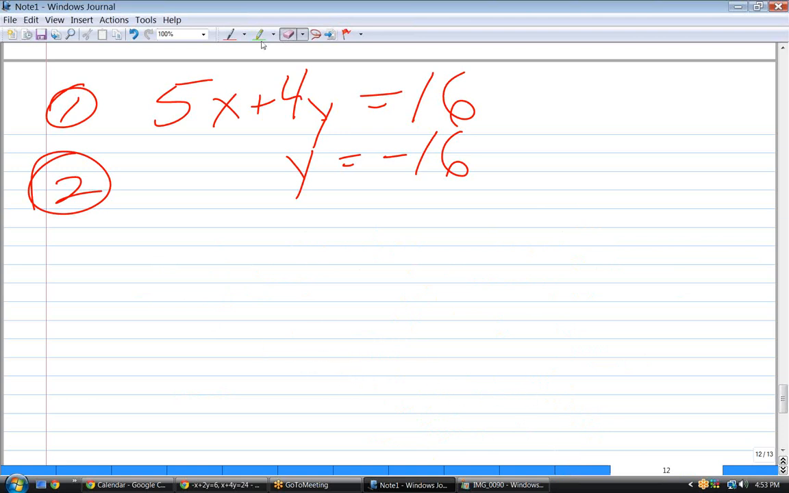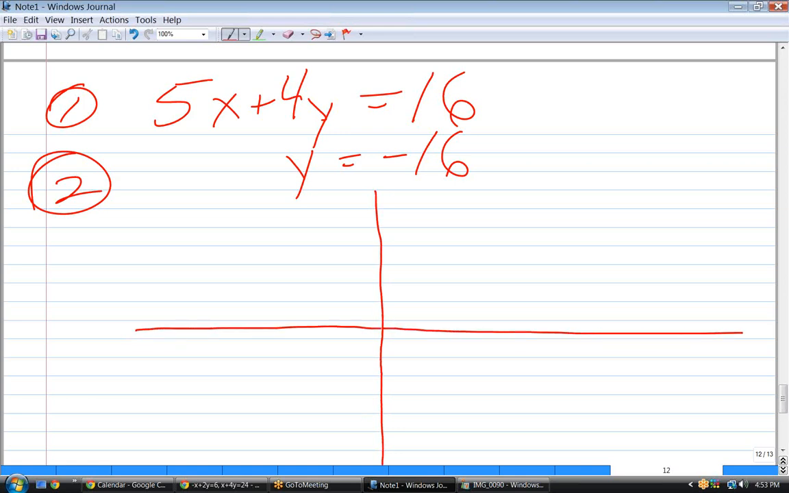The way I'm going to do it graphically is I'm going to graph both lines. What's the easiest way to graph equation 1? 5x plus 4y equals 16. That's a linear equation. It's a straight line. But the easiest way to do it is just to graph the x and y intercepts.